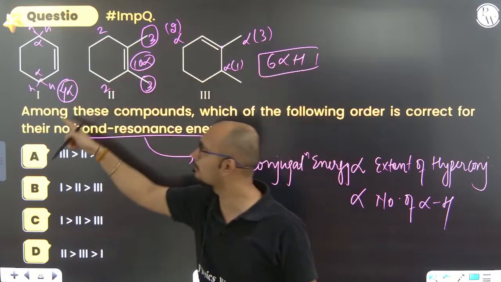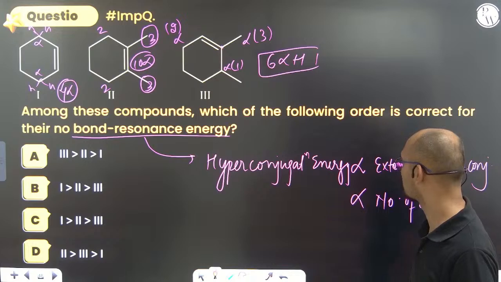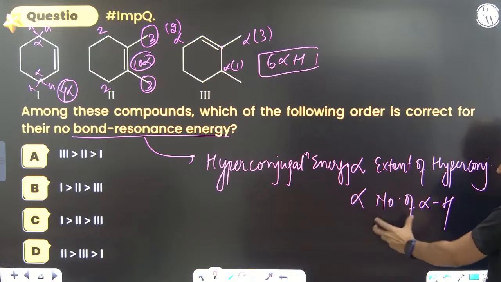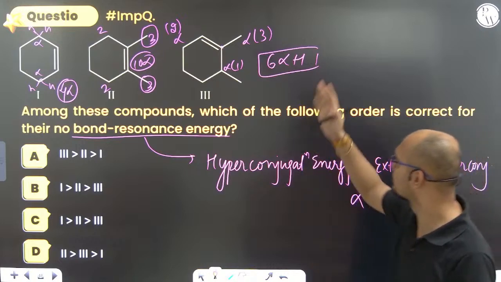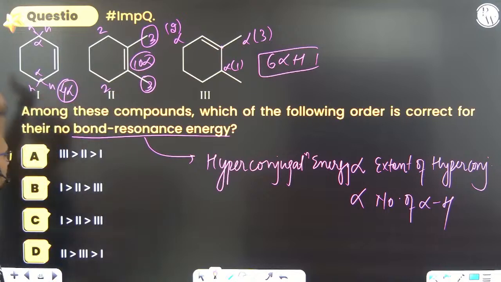Is the number of carbons the same in all of them? Forget it. It has directly asked about hyperconjugation energy. Hyperconjugation energy is directly proportional to the extent of hyperconjugation, which is directly proportional to the number of alpha hydrogens. So because the second has the most, 2 is more than 3 is more than 1. So 2, 3, 1. Any doubt?